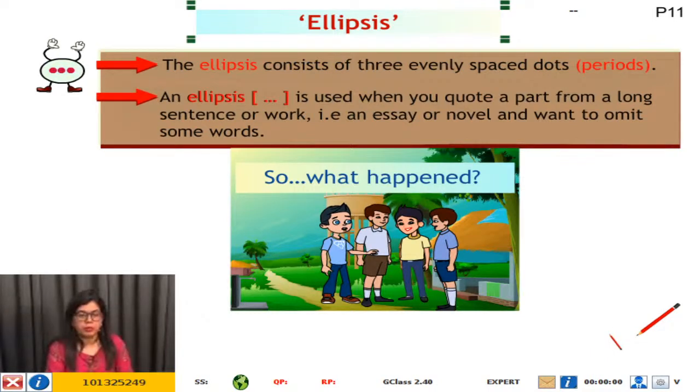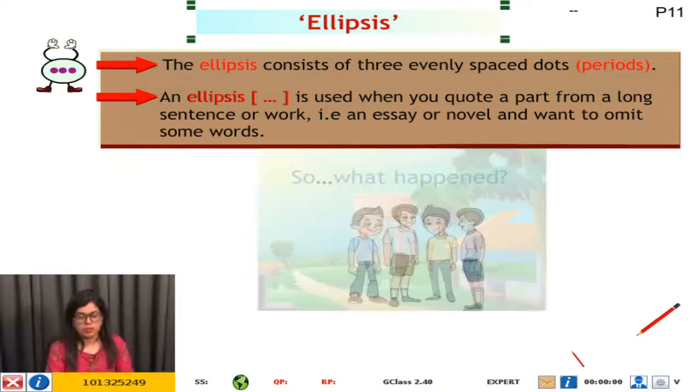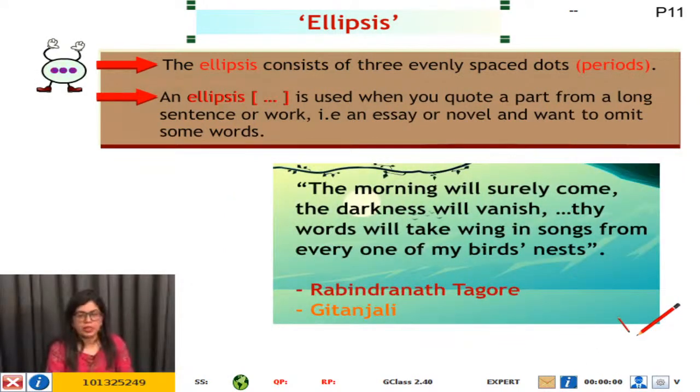So there is this ellipsis here. The morning will surely come, the darkness will vanish, thy words will... So look at the ellipsis. Some lines have been skipped from there. ...so thy words will take wing in songs from every one of my bird's nest. Rabindranath Tagore, Gitanjali.